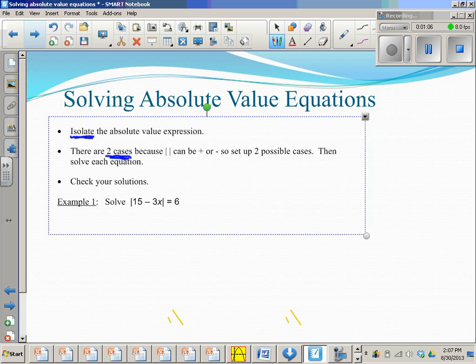Alright, so let's look at an example here. First thing I'm going to do is make my two cases. Case 1. All we need to do is to drop the bars and rewrite the problem. Okay. Case 2. Not as simple. We drop the bars on the left, but on the right-hand side, we need to multiply the whole right-hand side by -1.